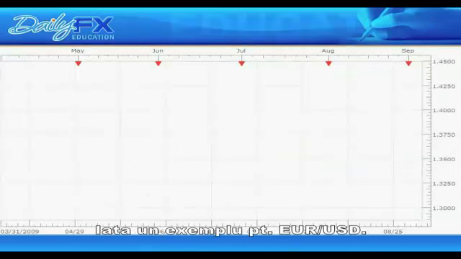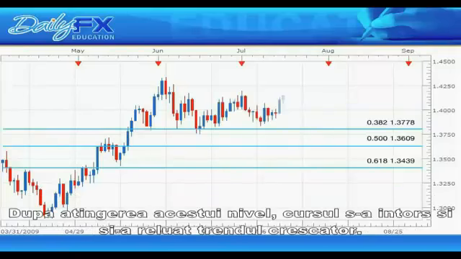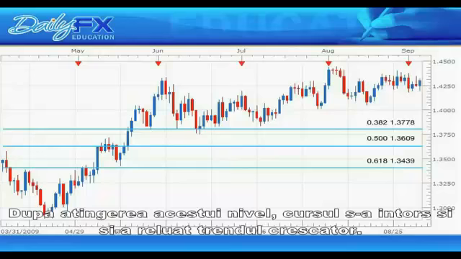Here's an example of the euro dollar. After a quick rise in April through June of 2009, the price retraced back to the 38.2% level. At that point, the pair bounced and resumed the uptrend.